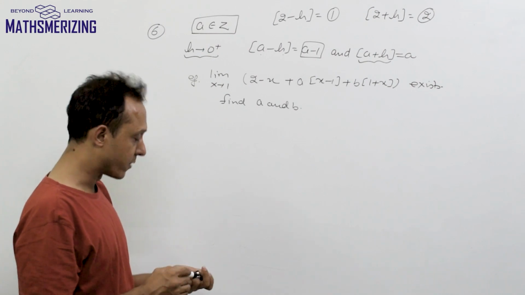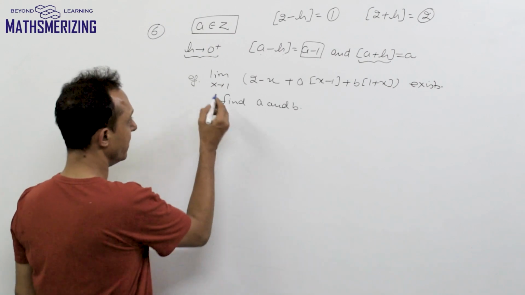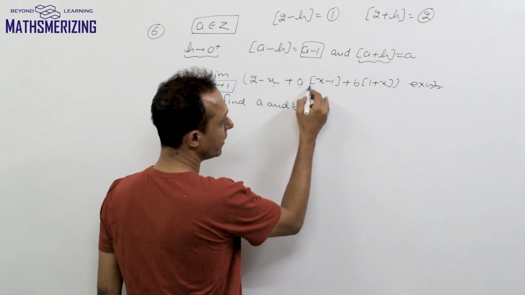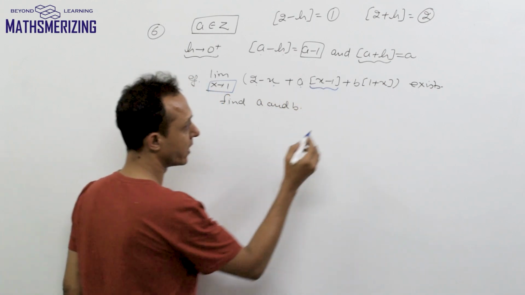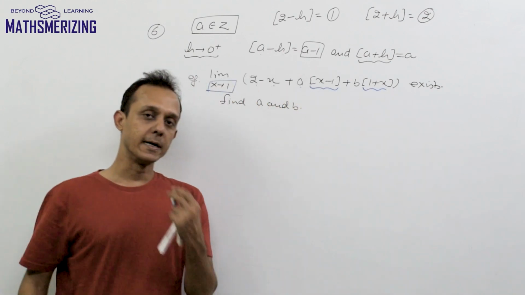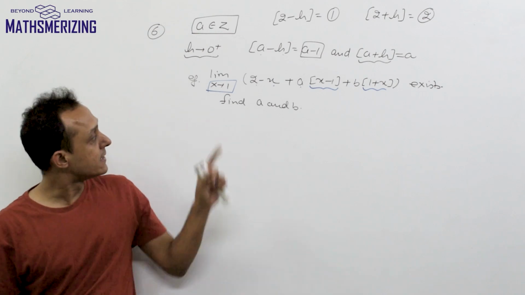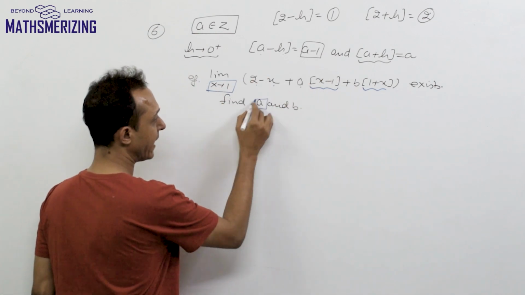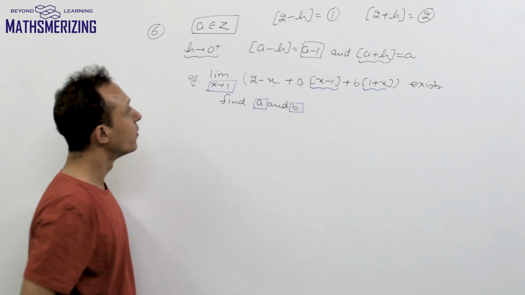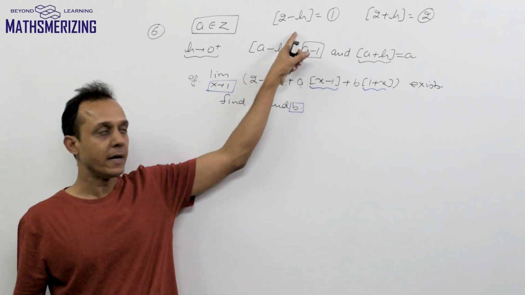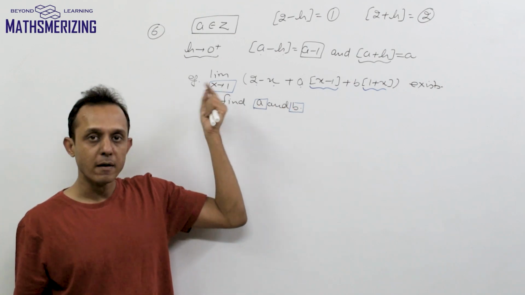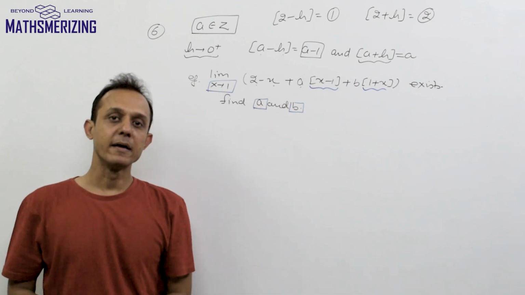Now say for example, a question is given as: limit x tends to 1 of 2 minus x plus a into the greatest integer function of x minus 1 plus b into the greatest integer function of 1 plus x. It says this limit exists. Then find the value of a and b. Now, what we do know is the greatest integer function is discontinuous at integral points. So it simply means I need to take both the left hand limit as well as the right hand limit.